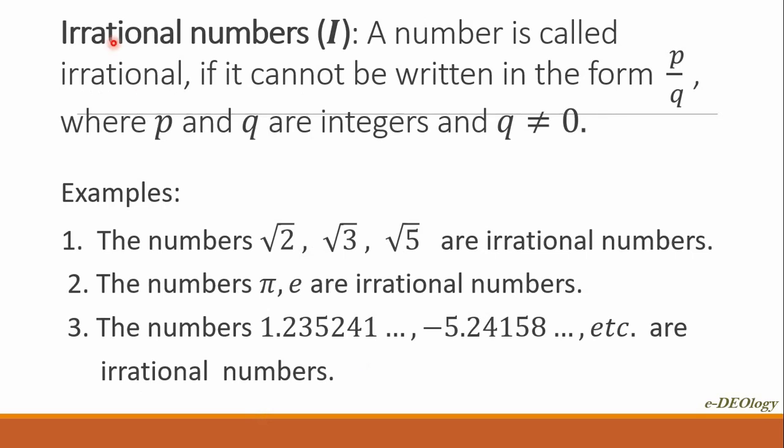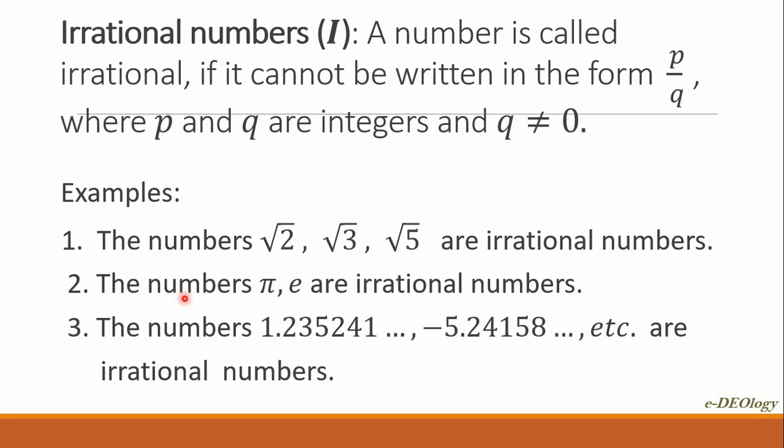The next group is what we call irrational numbers, denoted by capital I. When a number is not rational, it is called an irrational number. We have some examples here. The numbers square root of 2, square root of 3, square root of 5 are irrational numbers. If you get the exact value of square root of 2, square root of 3, or square root of 5, you will get a decimal that is non-terminating and not repeating.